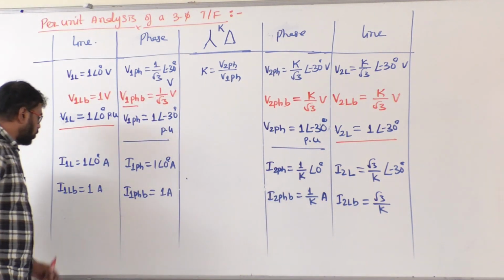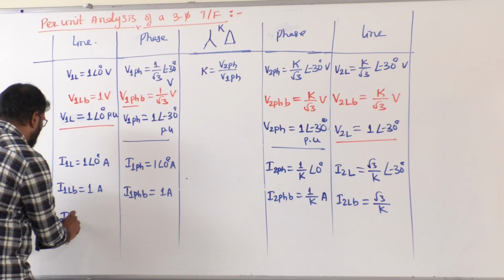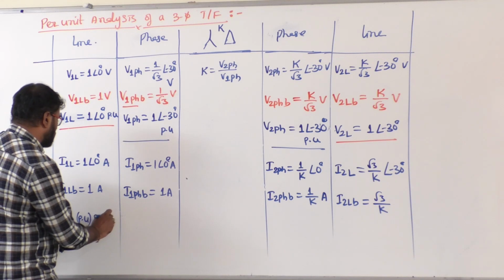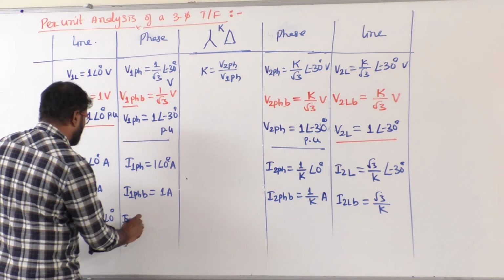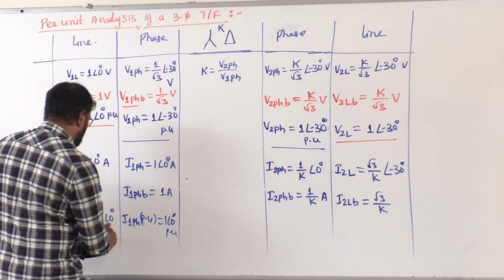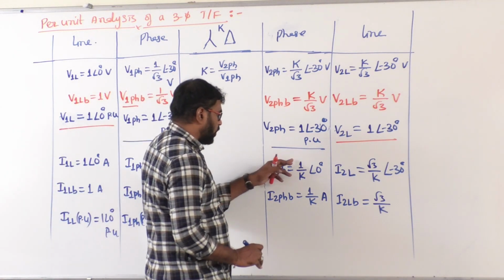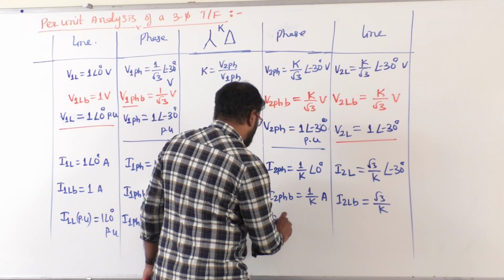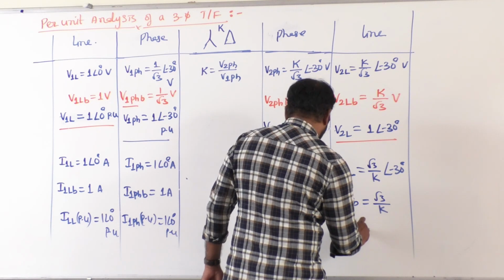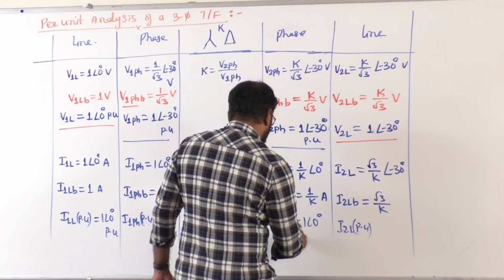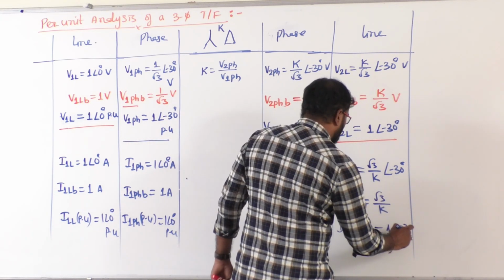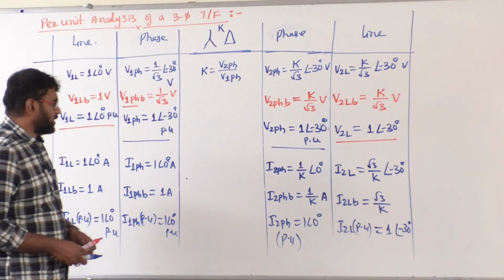Clear? Now tell me, what is the per unit value here? I1L per unit is what? 1 by 1. So 1 at an angle of 0 degrees. Tell me what is I1 phase per unit? 1 by 1. 1 at an angle of 0 degrees. Per unit only. If that is the case, tell me 1 by K by 1 by K. So again I2 phase per unit is 1 at an angle 0 degrees. Tell me what about I2 line per unit? I2 line per unit is root 3 by K by root 3 by K. So 1 at an angle, but the phase angle is what here? Minus 30 degrees.